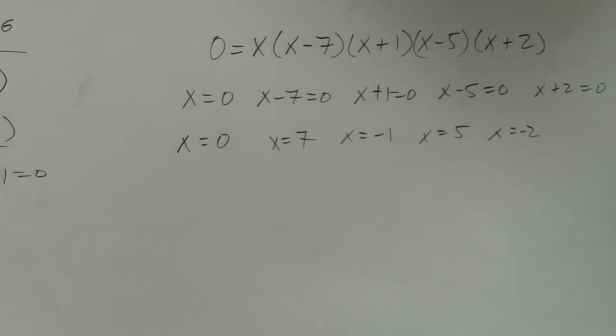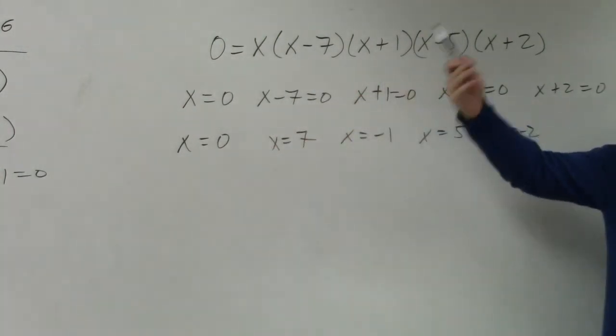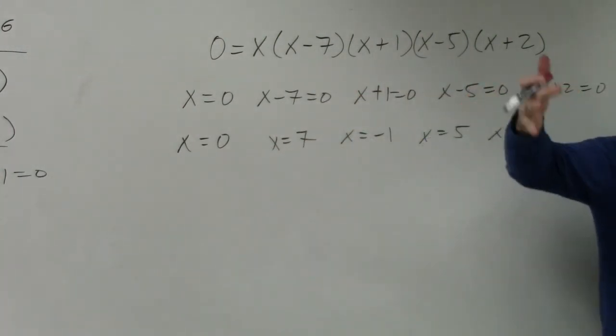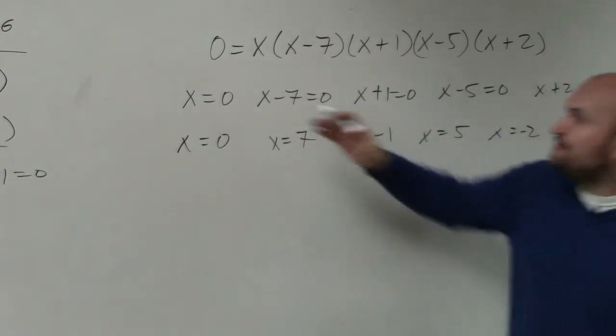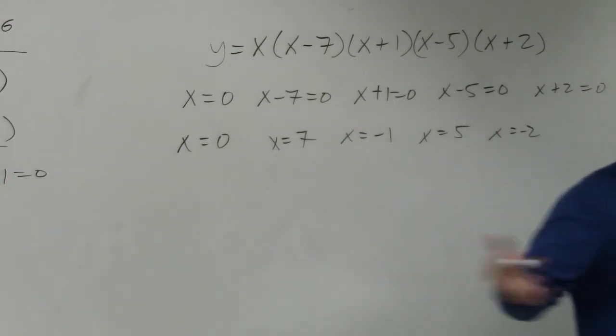Because what form is this? What form do we call this? Easy one. Factored form. If it's already factored, that's awesome, right? And if it would look like this and I said find the zeros, what would you do? You would replace the y with the 0, right?